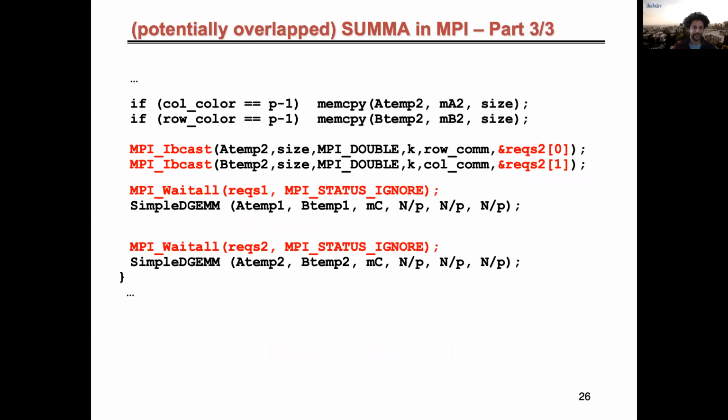I have to, of course, clean up and do the last DGEMMs outside the loop, but this should be more or less correct. So this will likely give you better performance if your MPI implementation cooperates.